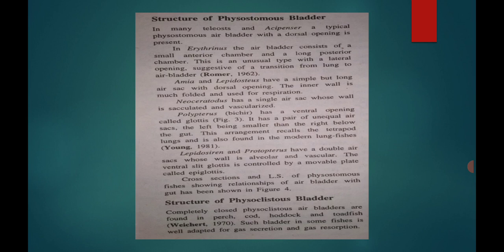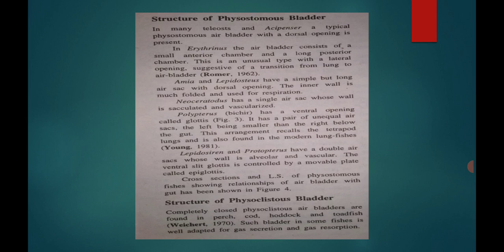In many teleosts and the Polypterus, a typical physostomous air bladder with a dorsal opening is present. In Erythrinus, the air bladder consists of a small anterior chamber and a long posterior chamber. This is an unusual type with a lateral opening, which is suggestive of the transition from the lung to the air bladder. Amia and the Lepisosteus have a simple but long air sac with a dorsal opening.